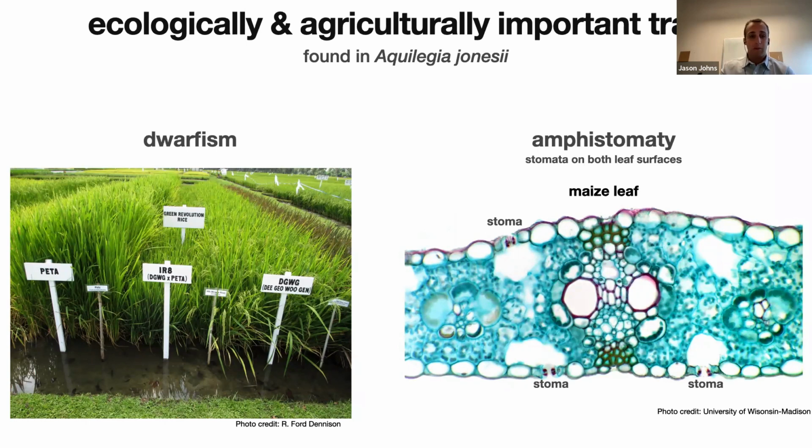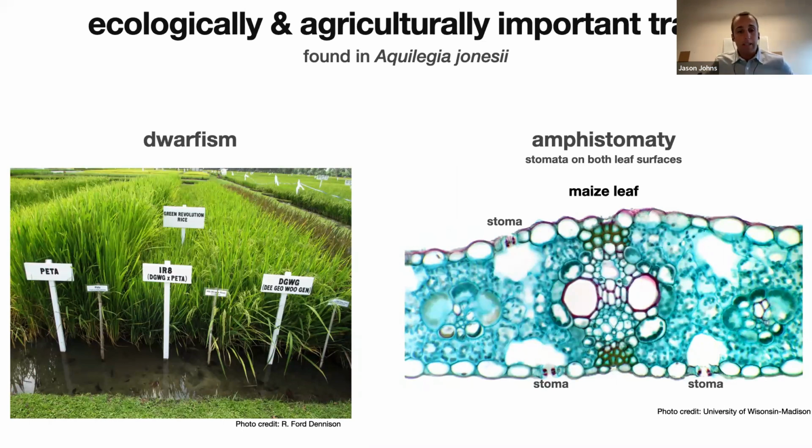And so the other trait that we're using to study alpine adaptation in jonesii is a trait called amphistomaty. So, a botanically esoteric term, I'll define it here. Amphistomaty describes a plant that makes stomata on both the upper and lower leaf surface. And just to step back one more step, as a reminder, stomata are pores in plant tissue that allow for gas exchange, number one, and number two, the movement of water through the plant's plumbing system.